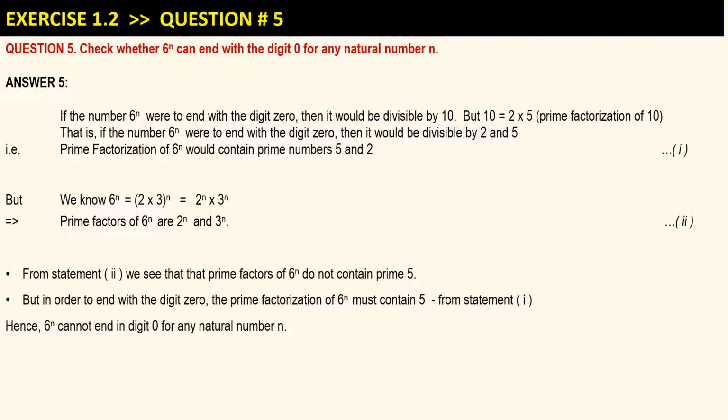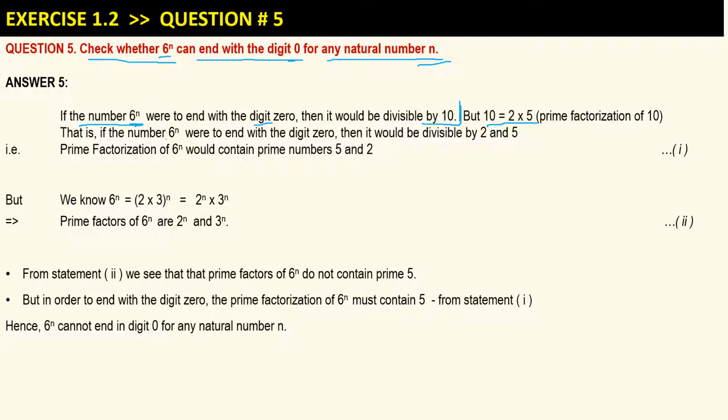Let's now solve the question number 5, which says check whether 6 raised to power n can end with the digit 0 for any natural number n. So we know that if the number 6 raised to power n were to end with the digit 0, then it would be divisible by 10. We also know that 10 can be prime factorized as 2 multiplied by 5.